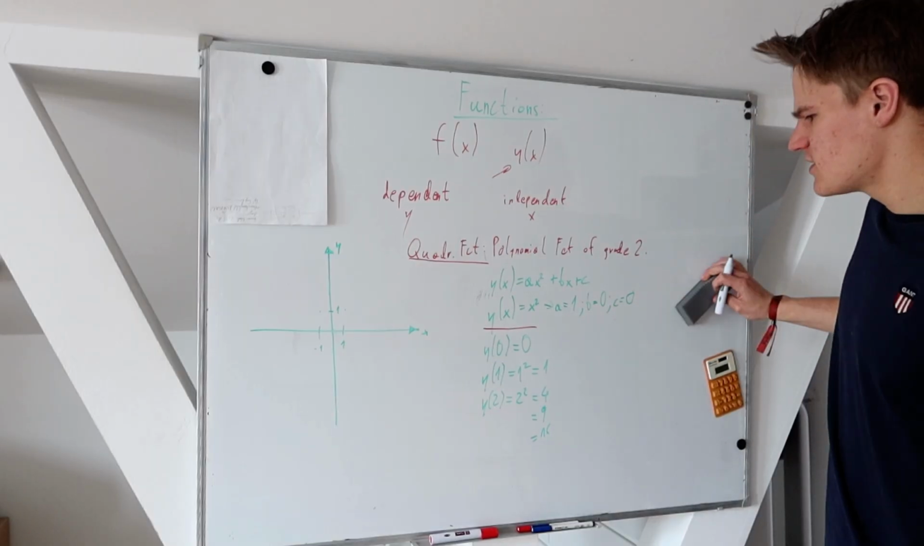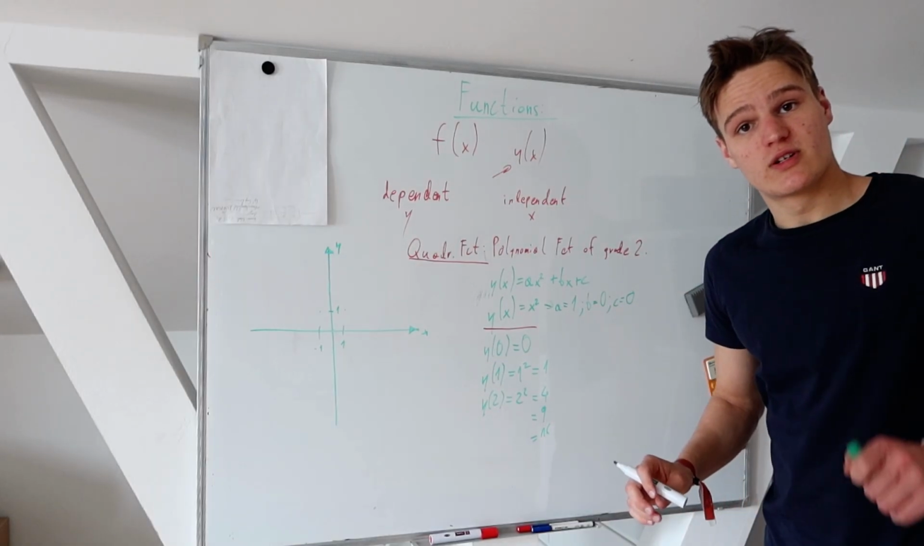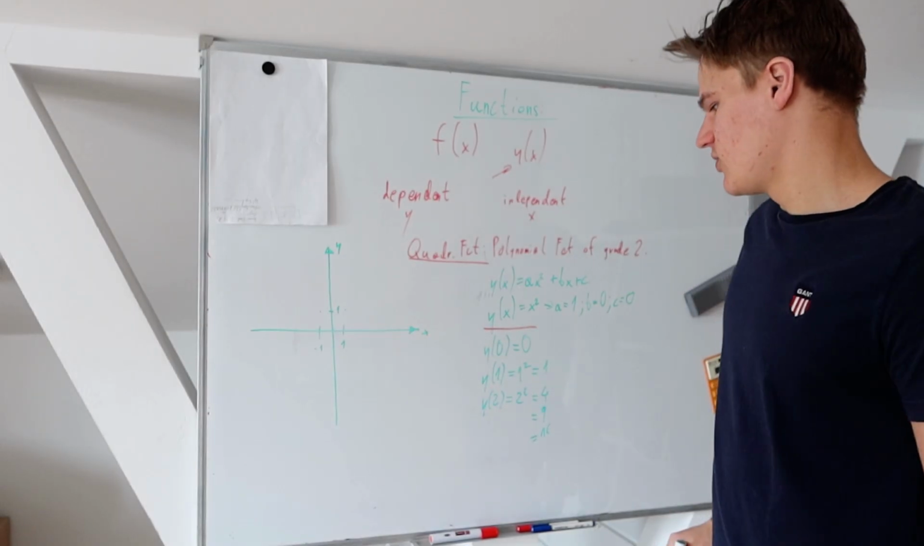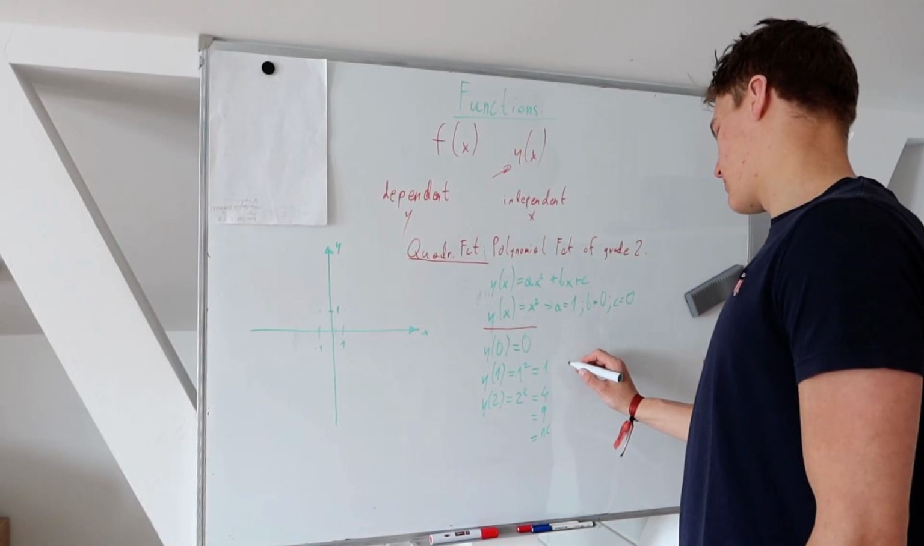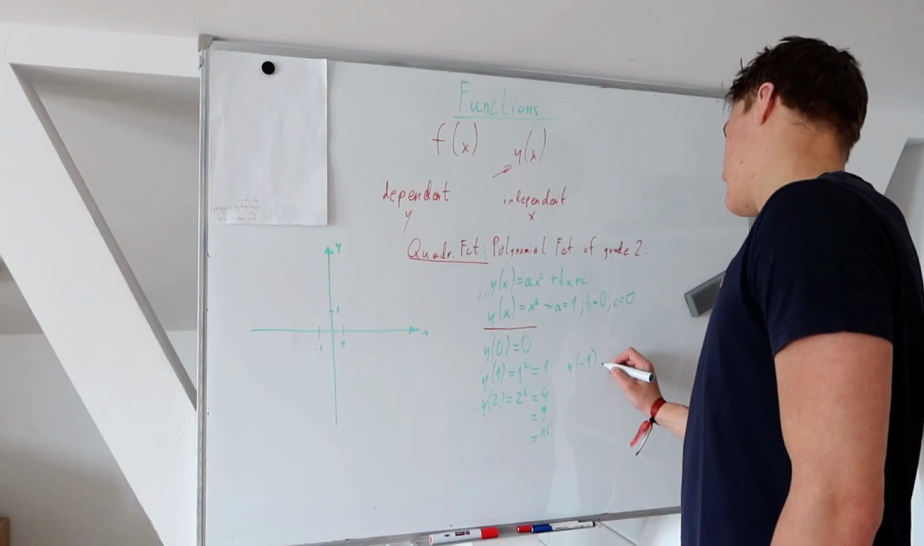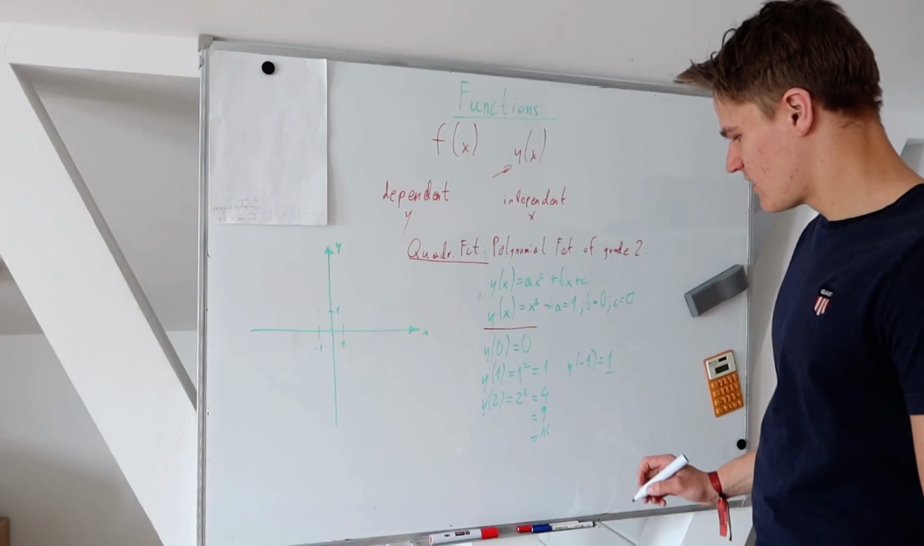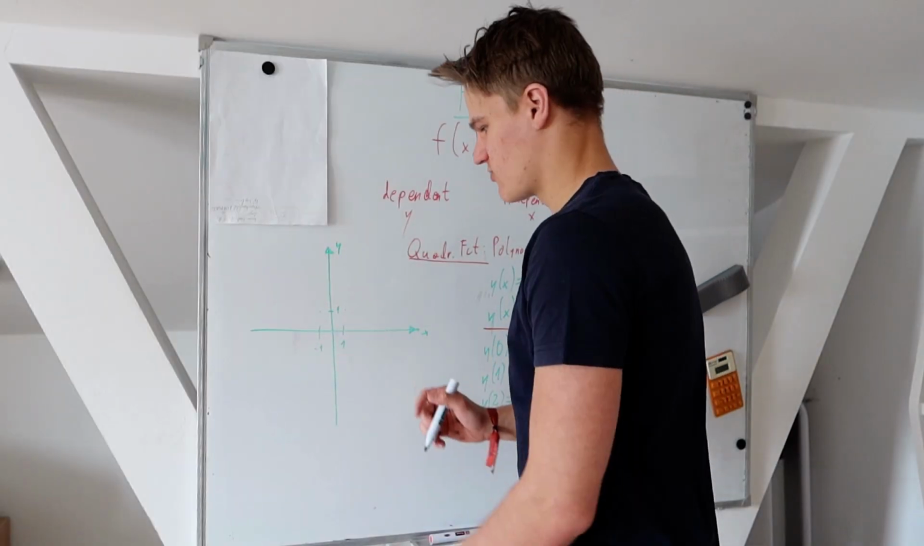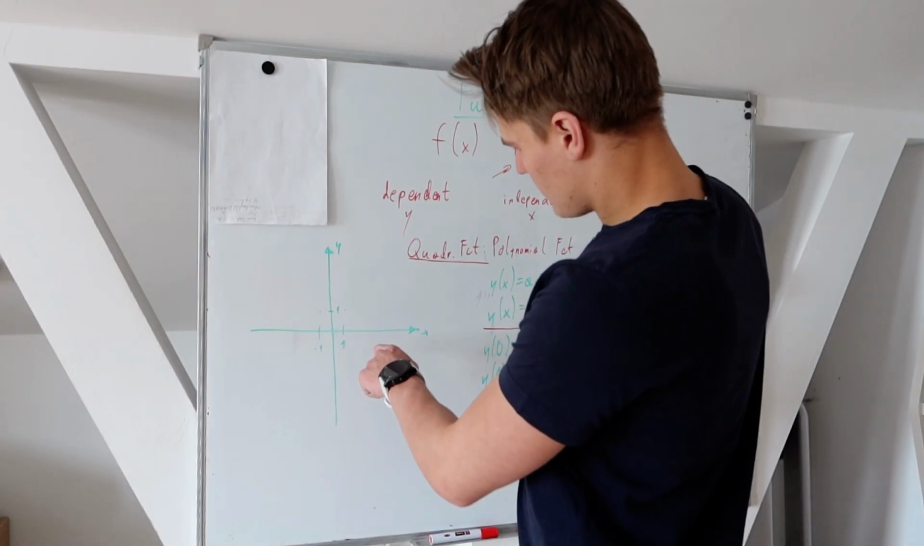So this is actually a symmetrical function on the y-axis. This specific function is symmetrical on the y-axis. Why? Because if we plug in y of -1, we get 1, right? And we do the same thing and we get the same values, which just means that it's actually symmetrical to the y-axis.